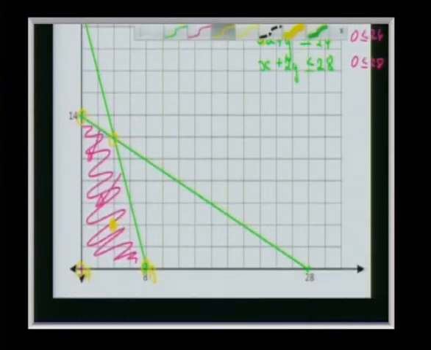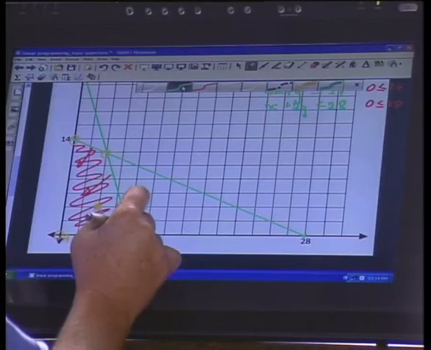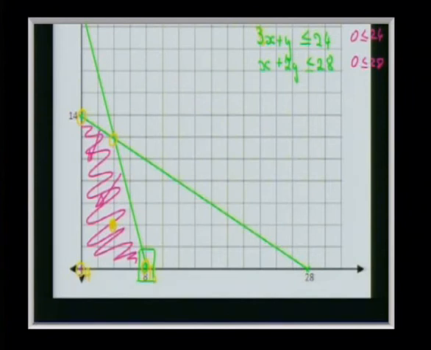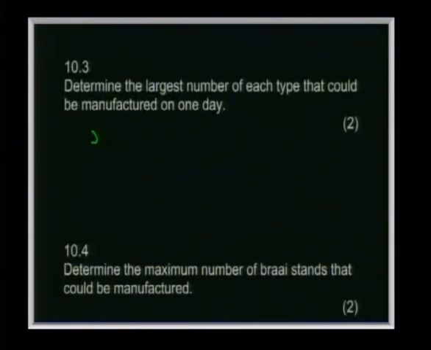What is the largest number of type A's that could be manufactured on one day? Well, that's the biggest value for x that we have. They're not asking for x and y combinations, they're just asking for the maximum number of each type. So x's would be 8. Our y's in our feasible region would be 14. So x's would be 8 and the y's would be 14.